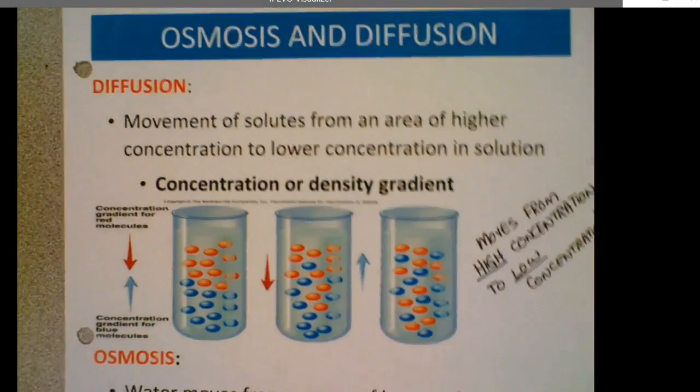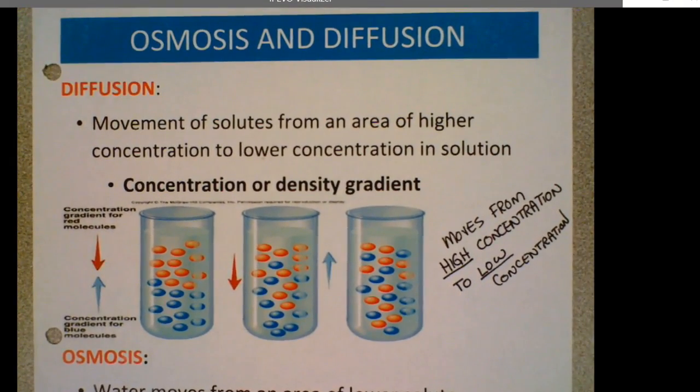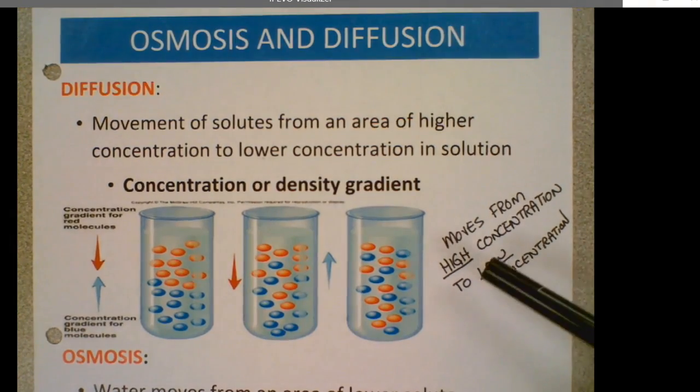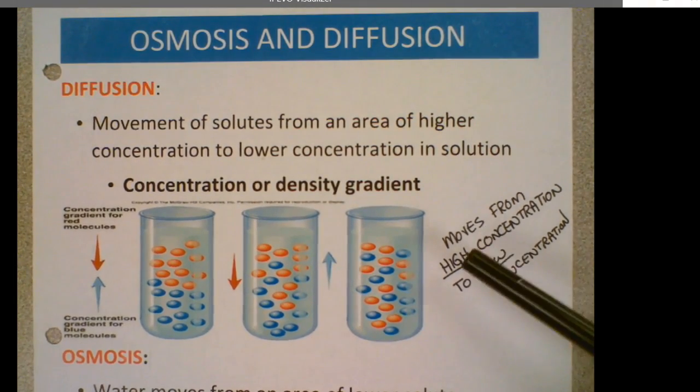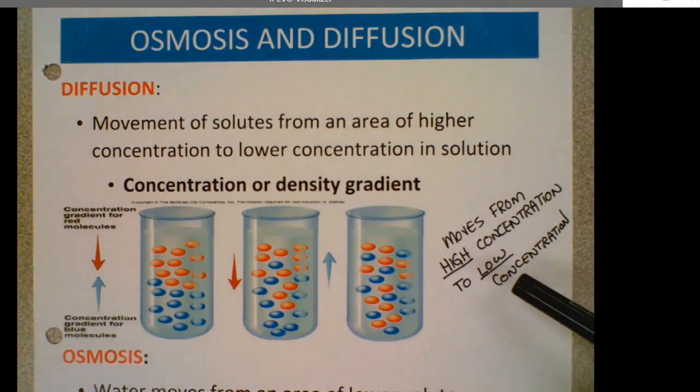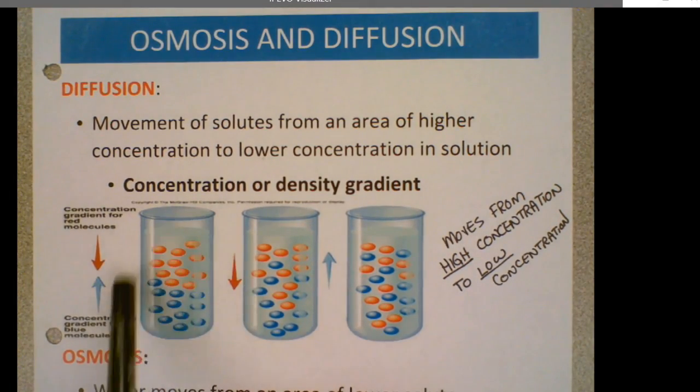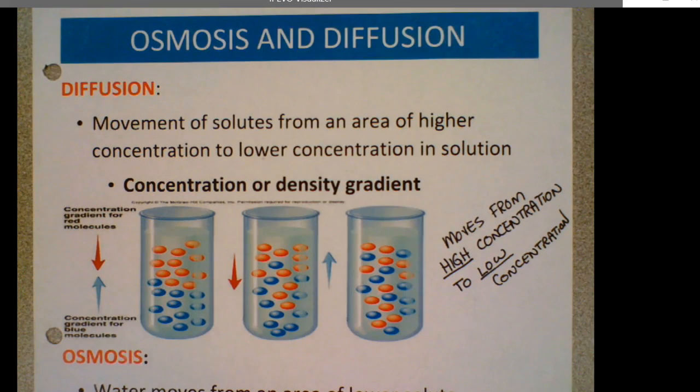And the first part of it is going to be diffusion. Diffusion is a piece of cake. All you got to remember is that molecules are going to always move from high concentration to low concentration. So imagine I've got a beaker full of molecules. I've got blue molecules and red molecules. Now, the blue molecules I put in the bottom of the beaker. The red molecules are sitting on top.